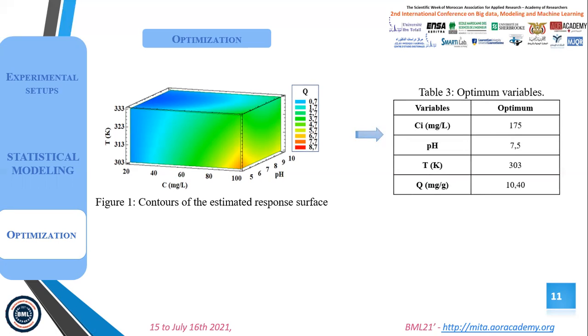So here we can see that an adsorption capacity of approximately 10 milligram per gram can be obtained using an initial tannic acid concentration of 175 milligram per liter, a pH of 5, and a temperature of 303 Kelvin.